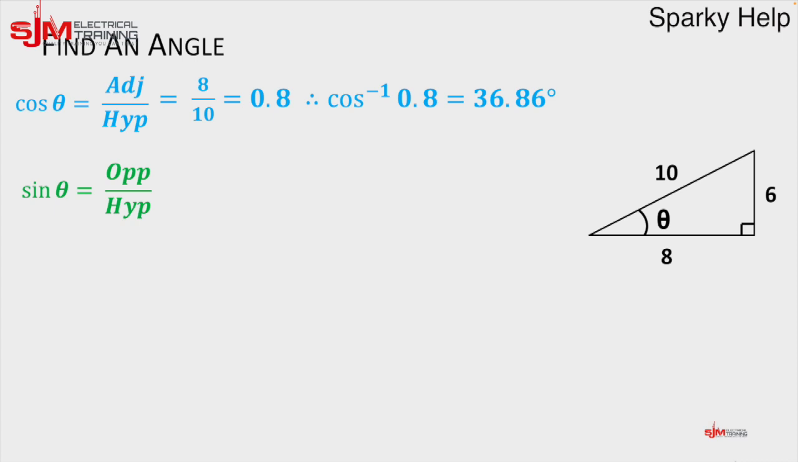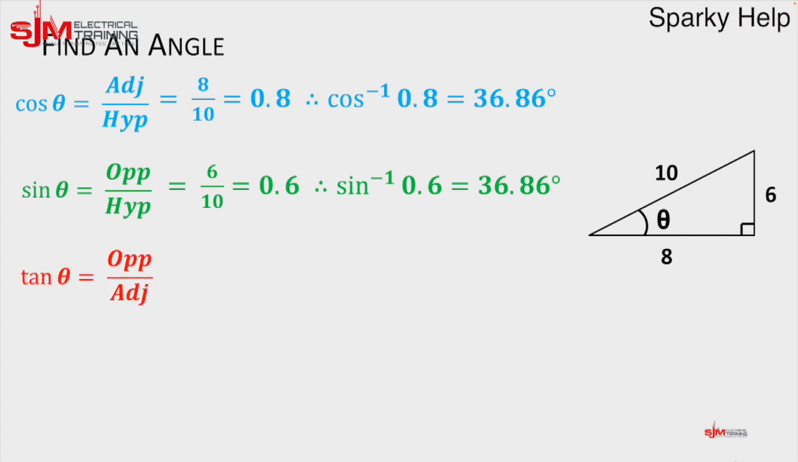We could have applied another formula. We could have done sine, which is opposite over hypotenuse, and that becomes 6 over 10, which becomes 0.6. Sine to the minus 1 of 0.6 gives 38.6. And we could have used tangent, which is opposite over adjacent.